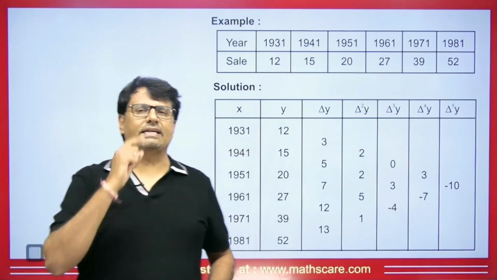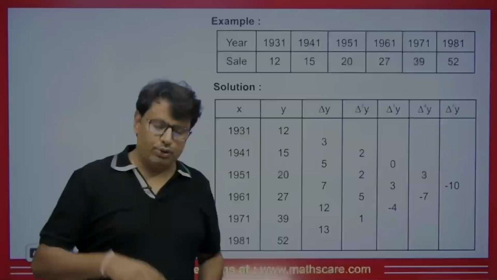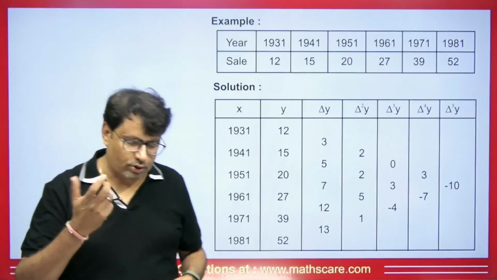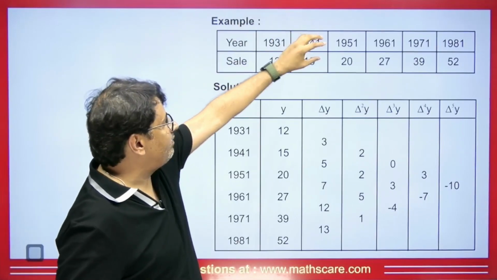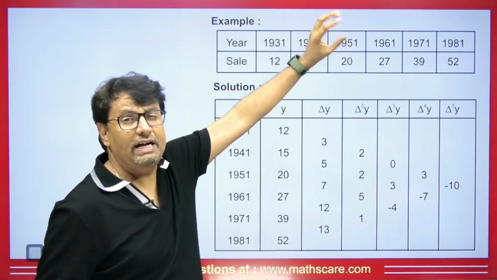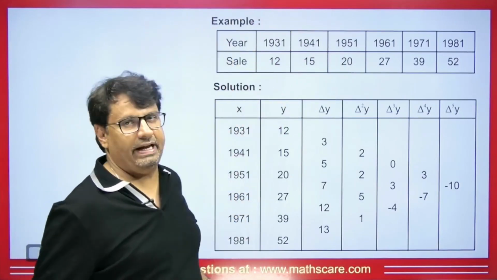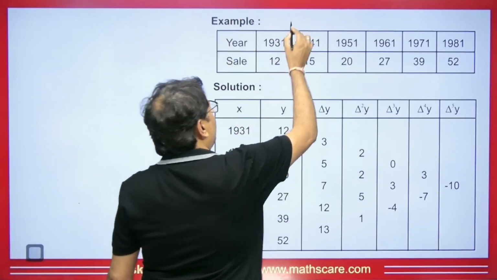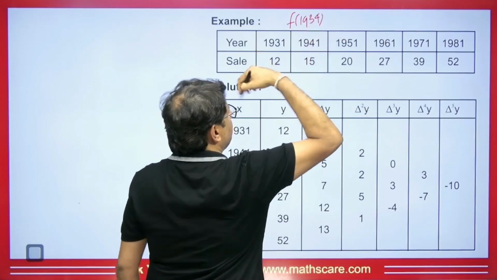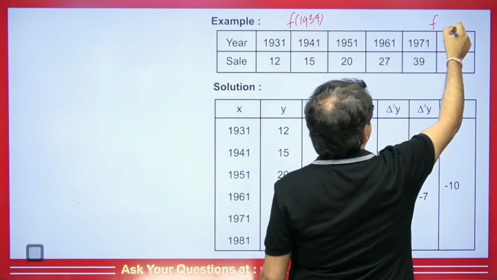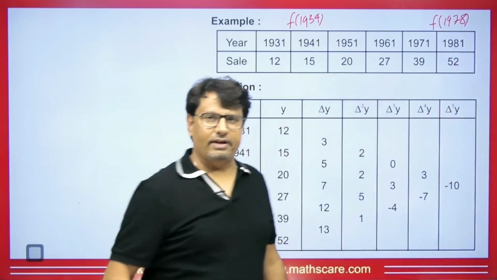So I will try to explain how to use the calculator for these questions. Students, let's look at a question and try to understand this concept. You have sales for 1931, 1941, 1951, 1961, 1971 and 1981 for a particular product. Now, if you are asked to find the sales in the year 1934, or the sales in the year 1978, then what will you do?